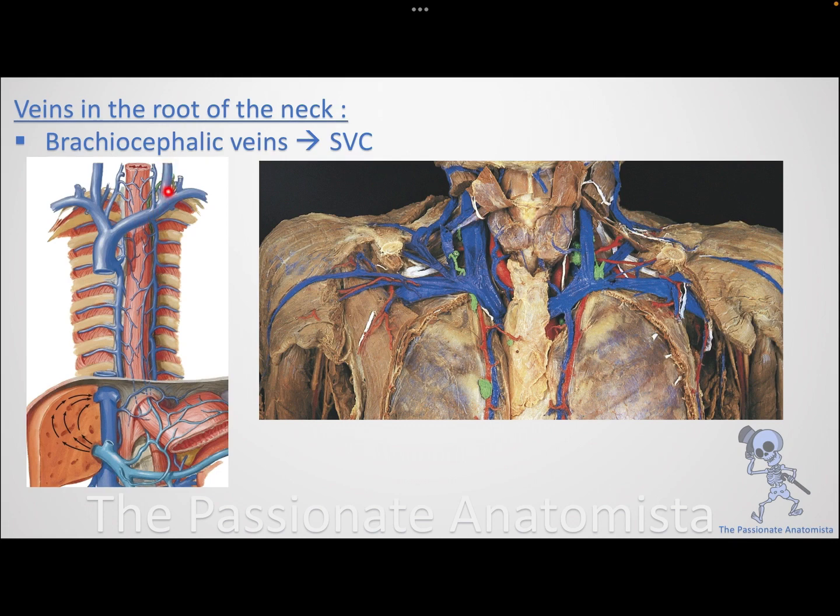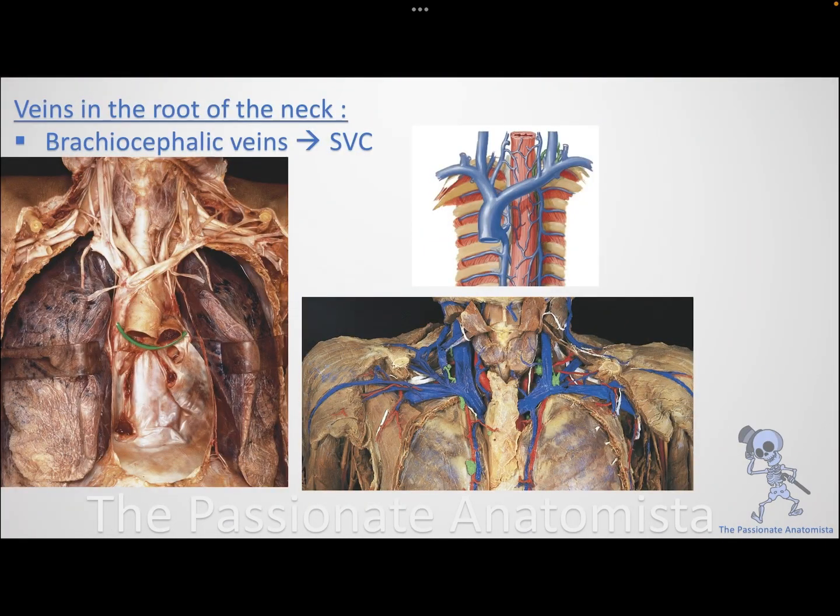So we have internal jugular and subclavian giving left brachiocephalic; internal jugular with right subclavian giving right brachiocephalic. Right and left brachiocephalic veins give you the superior vena cava, and they drain into the right atrium. And from the lower limbs, we have the inferior vena cava, which also drains into the right atrium.